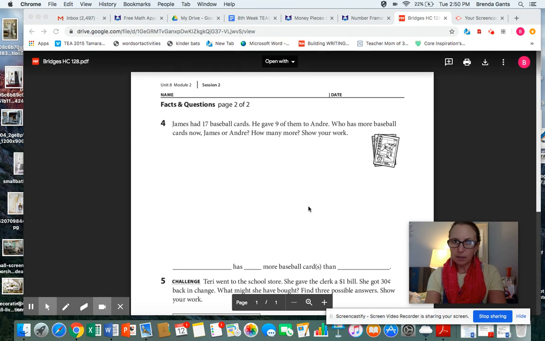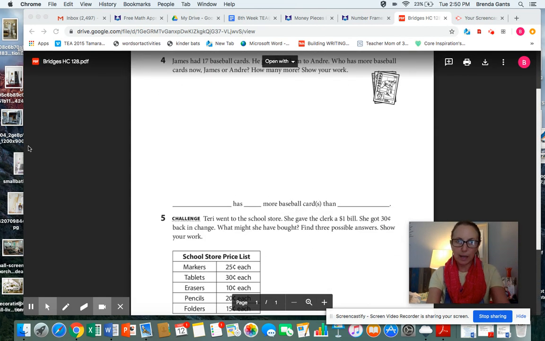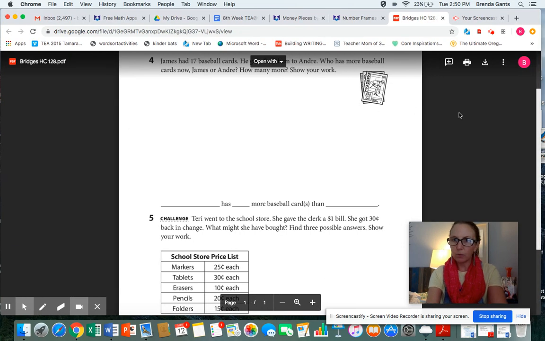So this is the page. It is page 128 in your Home Connections book. You should have that book in front of you. The other thing we're going to use some of our apps that have what's called manipulatives or pieces that we can use. I put them in your agenda.